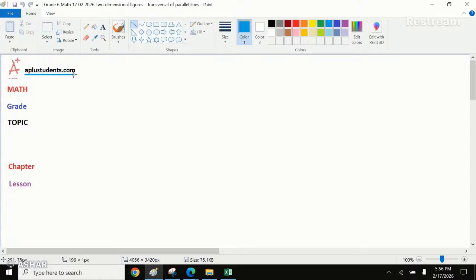aplusstudents.com. You need to go to the website. Once you're on the website, you need to select math as your subject. This is a grade 6 maths lesson, and the topic for today is two-dimensional figures.